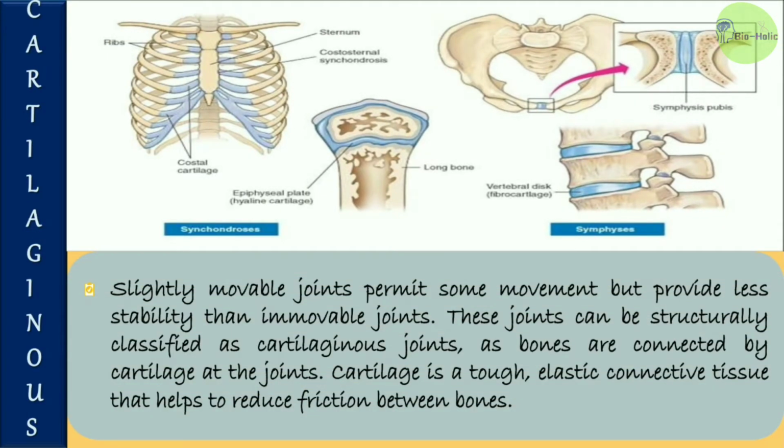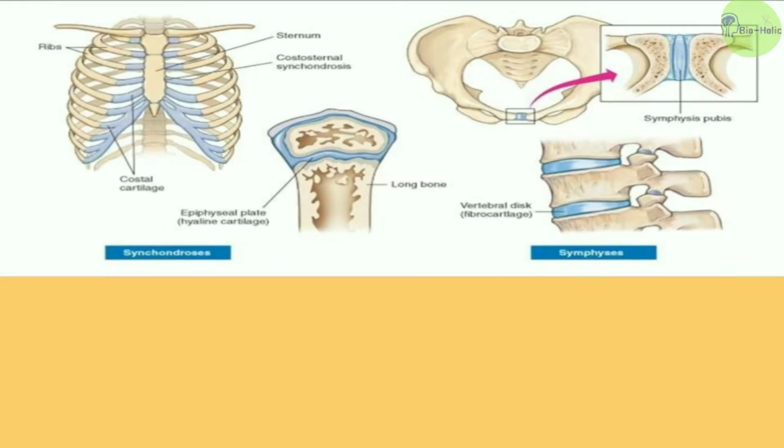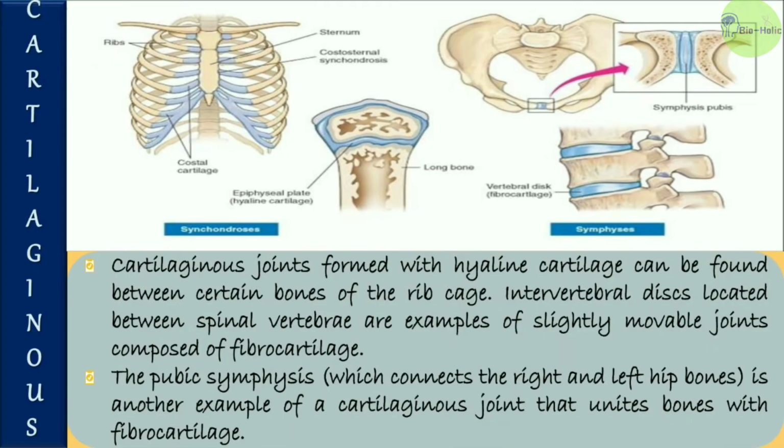Cartilaginous joints are slightly movable joints, permit some movement but provide less stability than immovable joints. These joints can be structurally classified as cartilaginous joints, as bones are connected by cartilage at the joints. Cartilage is a tough, elastic, connective tissue that helps to reduce friction between bones. The examples of cartilaginous joints are the synchondrosis and symphysis.